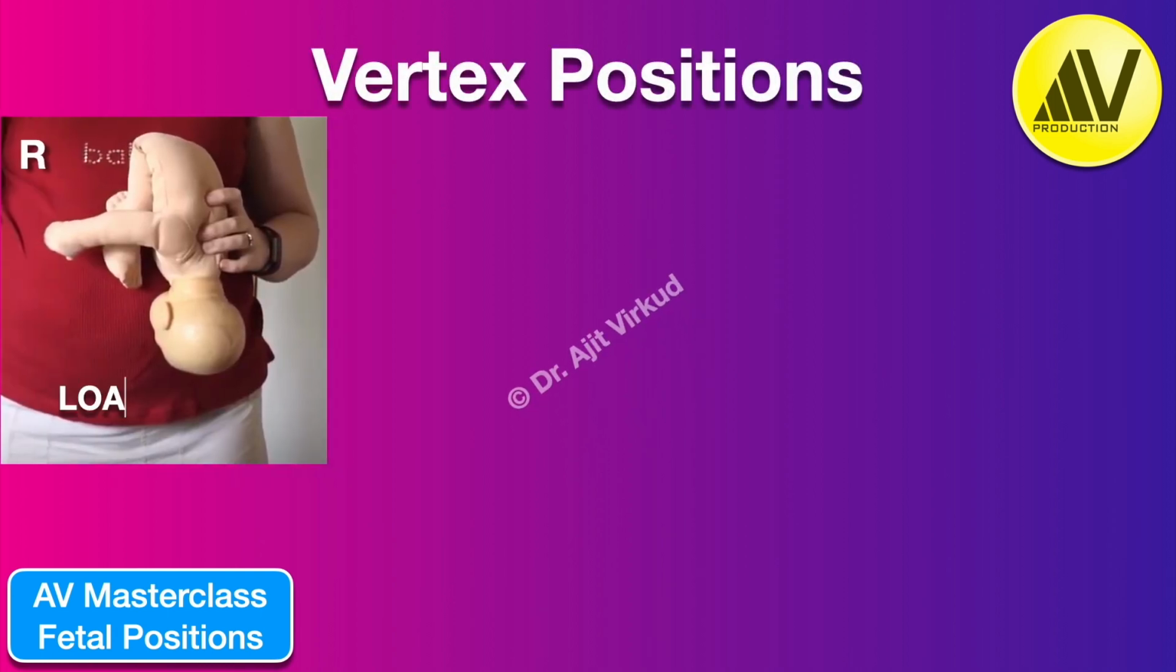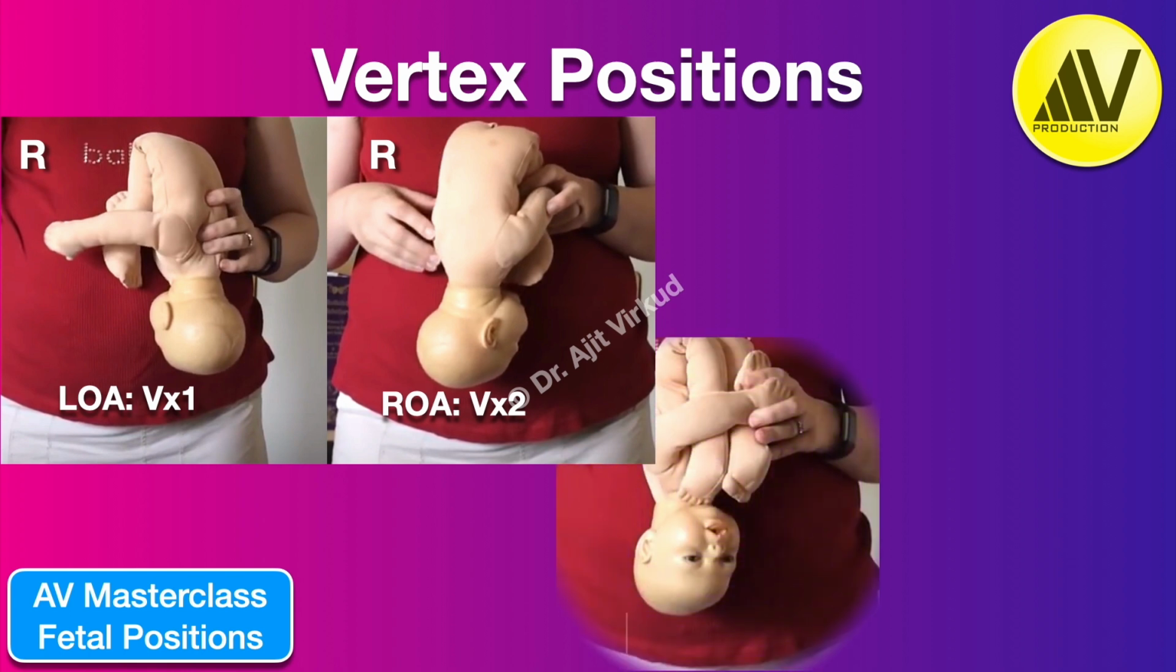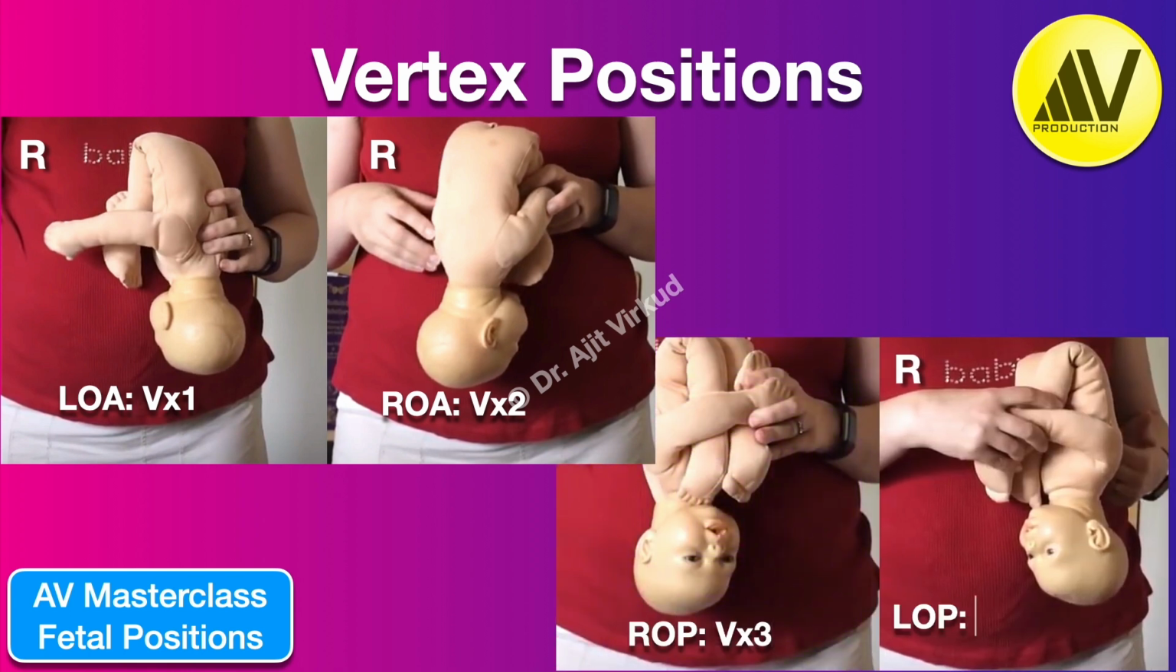The various positions in vertex presentation are left occipito-anterior or V1, right occipito-anterior or V2, right occipito-posterior or V3, and left occipito-posterior or V4 as shown in these pictures. Determination of the position is crucial in forceps application and traction. Fontanelles and sutures are used to determine the position.